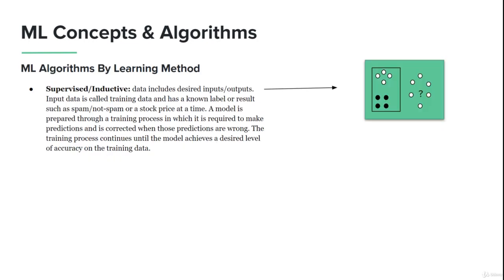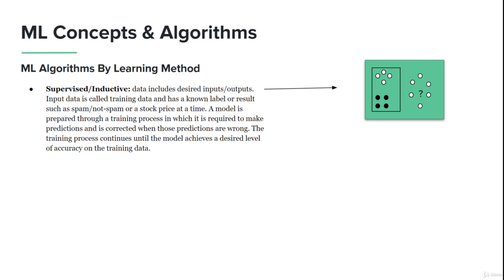Then machine learning algorithms by learning method. First we have the supervised and inductive machine learning method, right? This is data that includes desired inputs and outputs. You can see on the right-hand side that input data is called training data and has a known label or result, such as spam, not spam, or a stock price at a time. Just think about sending email, right? It's either going to be spam or it's not going to be spam, right?